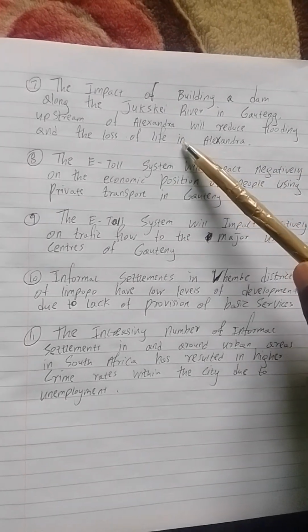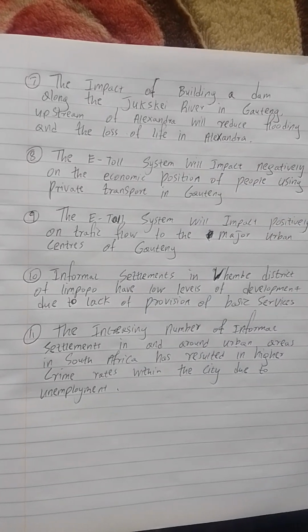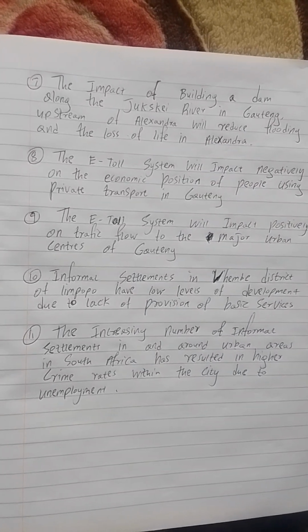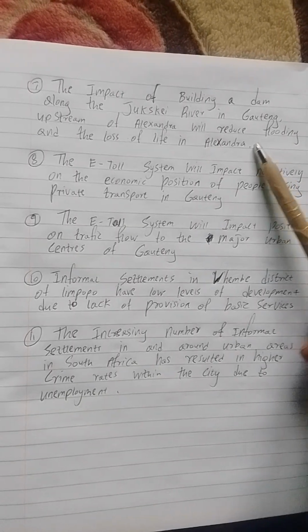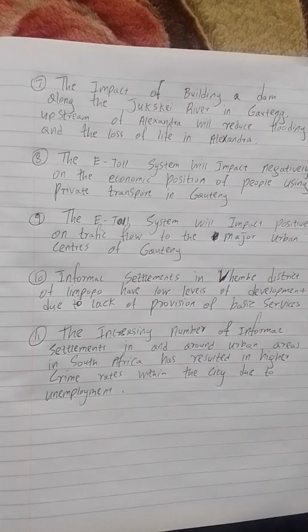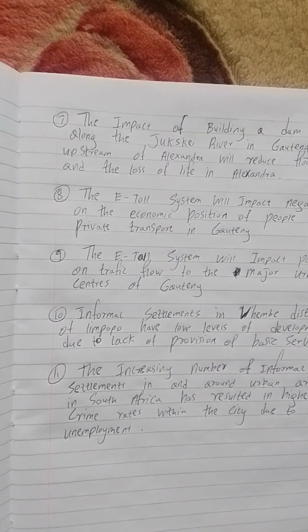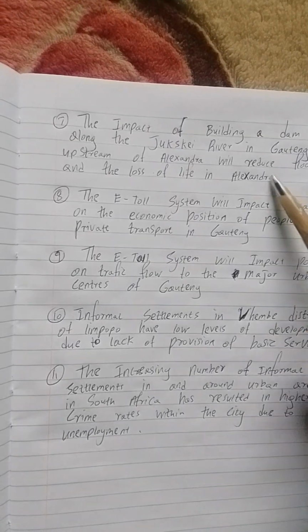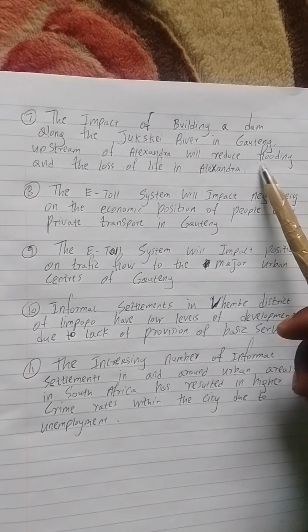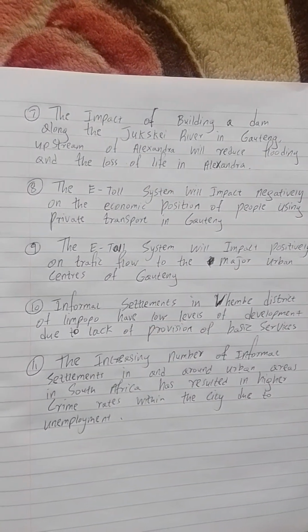And obviously the dam will accumulate a lot of water from rainwater, and then it will take time for the water to go through the site of Alexandra, and the water will be manageable to pass through Alex without causing more people to die due to flooding.